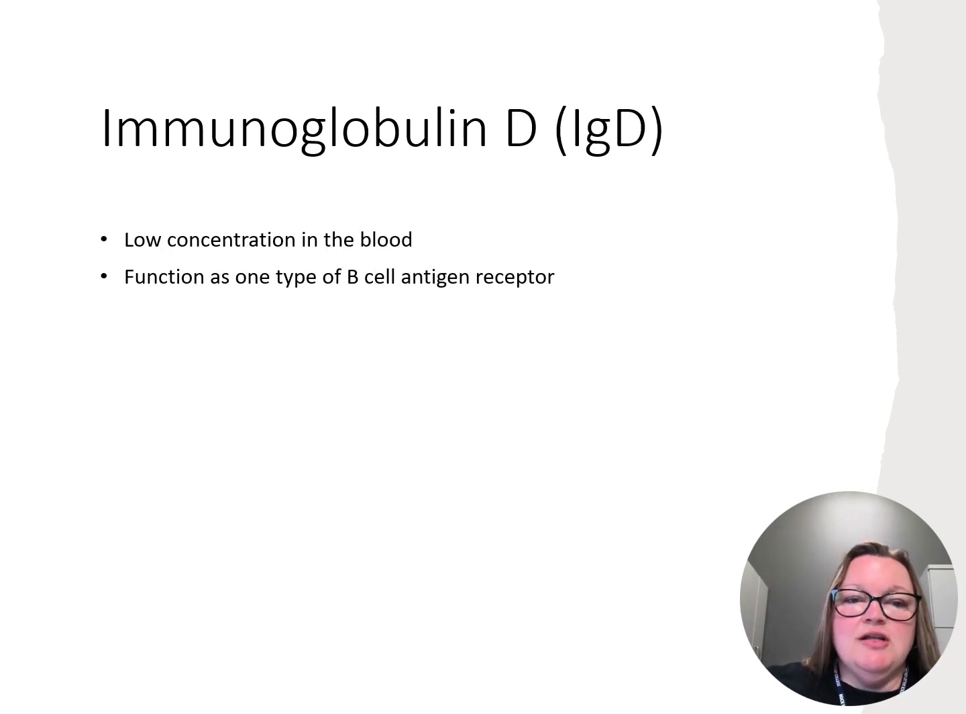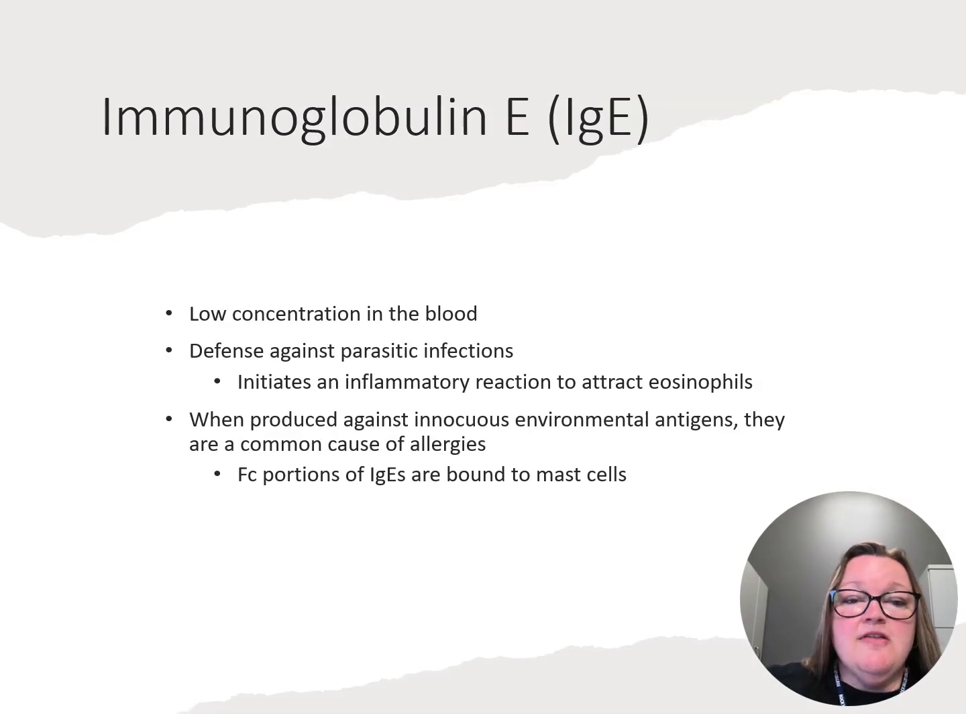IgD is usually in low concentration in the blood circulation, and it works as part of the B cell receptor on the surface of early B cells. Then there is IgE. Normally, IgE is low in concentration in the blood. It has very special functions as a mediator in an allergic response. It also defends us against parasitic infections, especially parasitic worms known as helminths. Know that IgE is typically the cause of allergies like hay fever, dust, and bee stings.